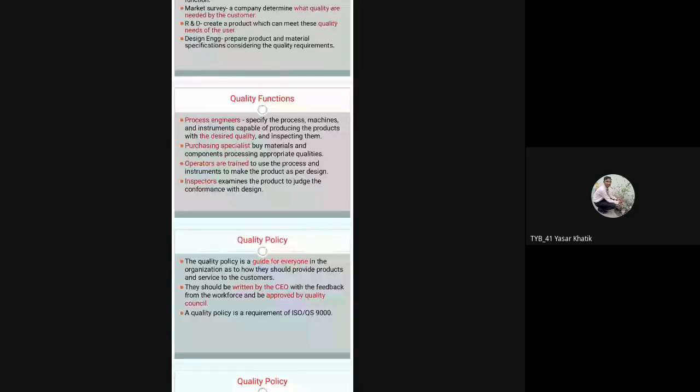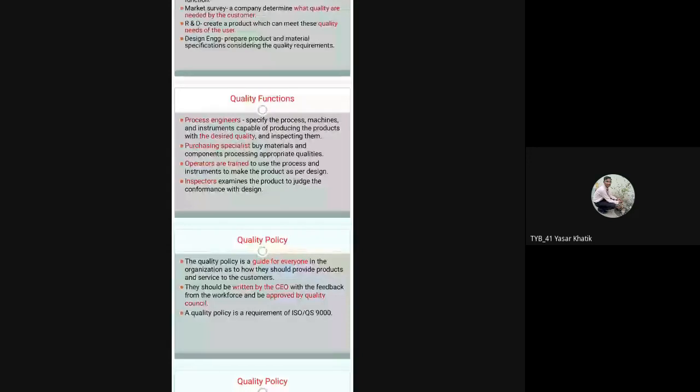Then we will achieve 100% accuracy plus quality. Purchasing specialists buy materials and components with appropriate qualities, whatever raw material is required for that particular product. So the purchasing department plays a very important role in deciding which raw material we are going to use for that particular product, so that it will be a very good product. Selecting the raw material is also very important at the earliest stage of any product.